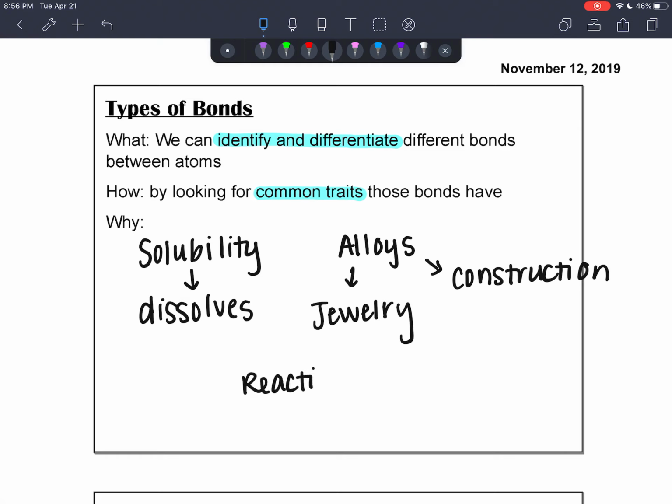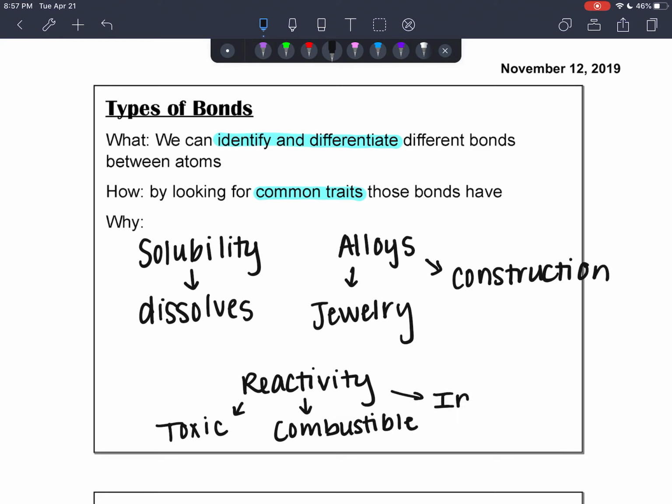Reactivity is kind of like, when we think about whether things are toxic or not, whether things are easily combustible, or whether or not things are inert, meaning they don't react at all and they're very safe to be around. All of these different things are explained by the types of bonds that form between atoms.